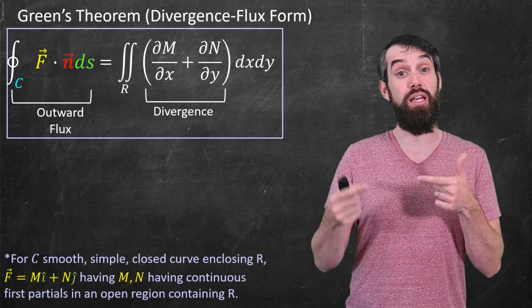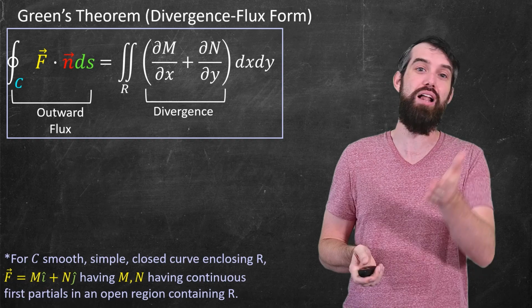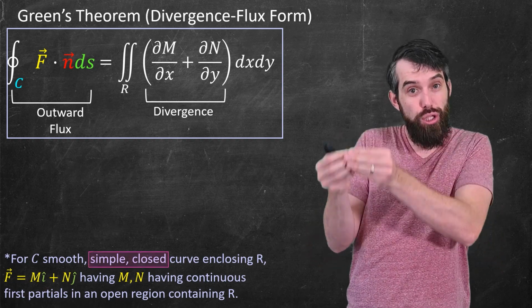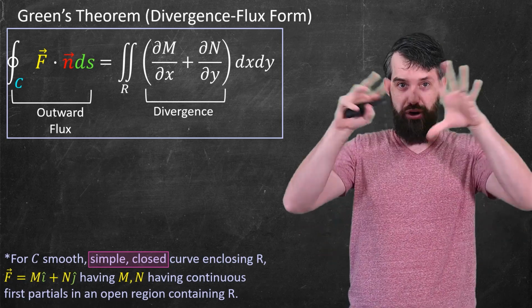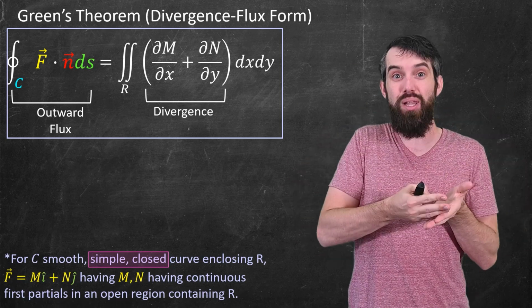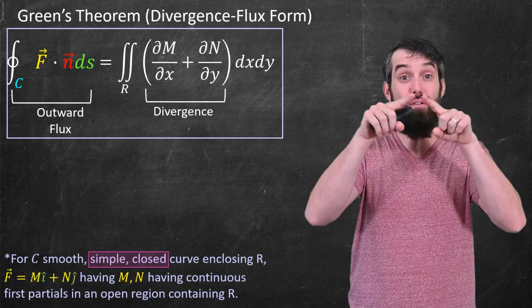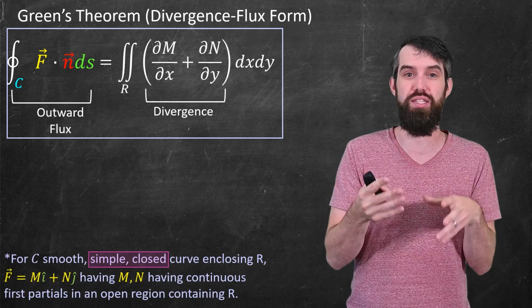I have the same regularity conditions on my curve and on my vector field I've had before, and I'll just highlight again that it needs to be what we call a simple closed curve. That basically just means the curve comes back and connects, so it encloses a region, and by simple it means it has no self-intersection points. That means that this curve truly encloses one region that we can speak to. There's no ambiguities going on there.